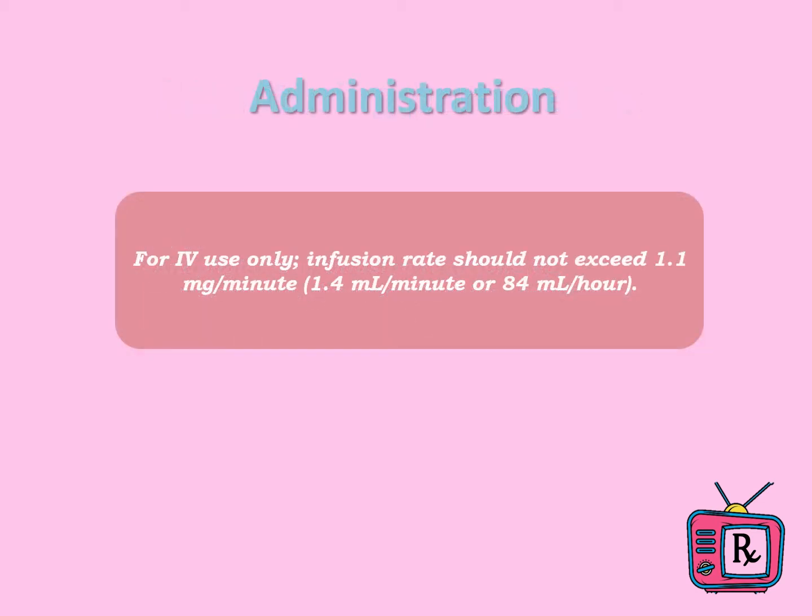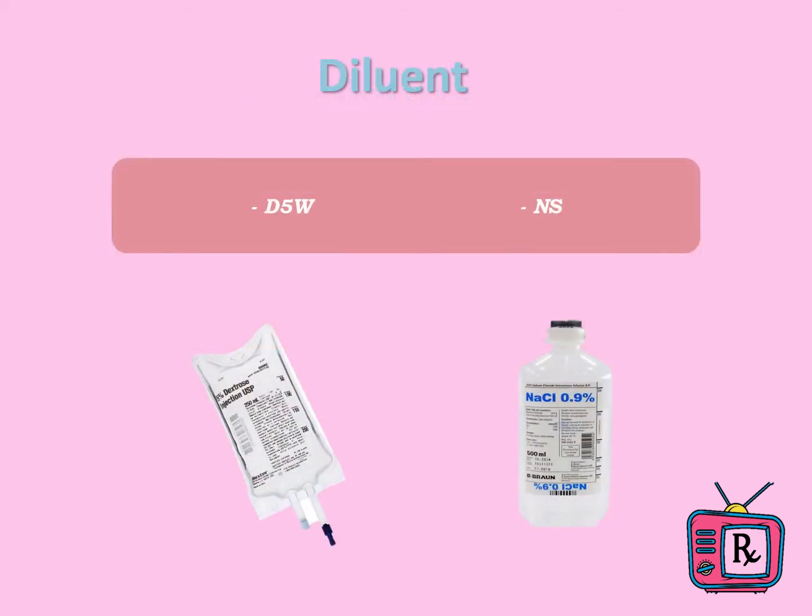For the administration, it can be administered only by IV, and the infusion rate should not exceed 1.1 milligram per minute, or 1.4 milliliter per minute, or 84 milliliter per hour. The only diluents we can use are dextrose 5% or normal saline.